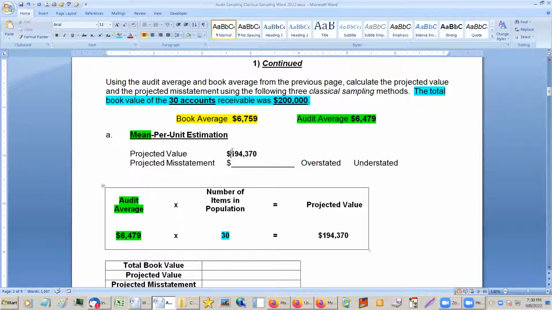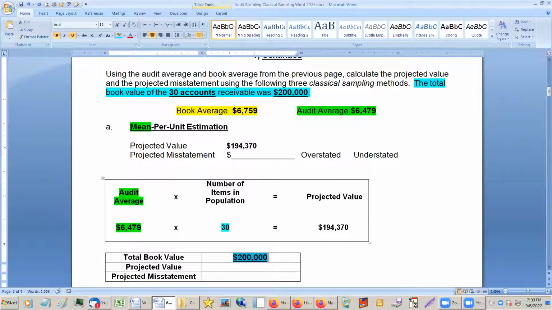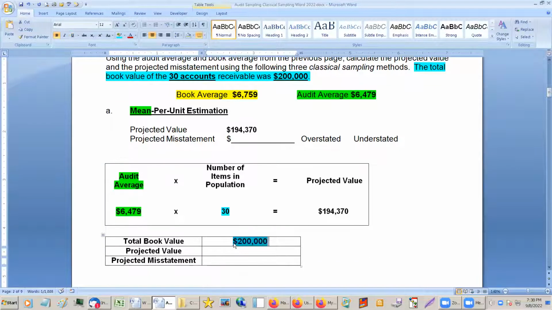We came up that it's worth 194,370. Okay, so let's see here. Copy that now. The total book value is 200,000. We don't need to underline. Our total projected value is this.